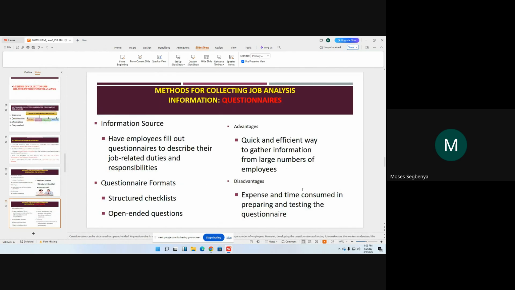And then we talk about the second one, which is the questionnaire. This is another tool for collecting data on job analysis information. How does it happen? Unlike the interview, where you sit face to face with the interviewee, with a questionnaire, you distribute it to many people, and then you leave them. You give them time, they fill the questionnaire, and then you come for it. So you see, the questionnaire is used to gather data from a large pool of people, whilst an interview cannot do that.